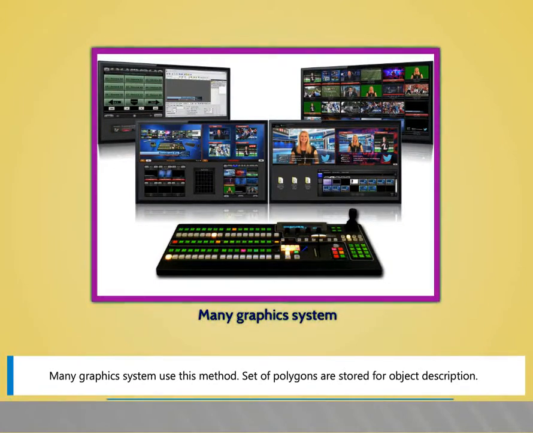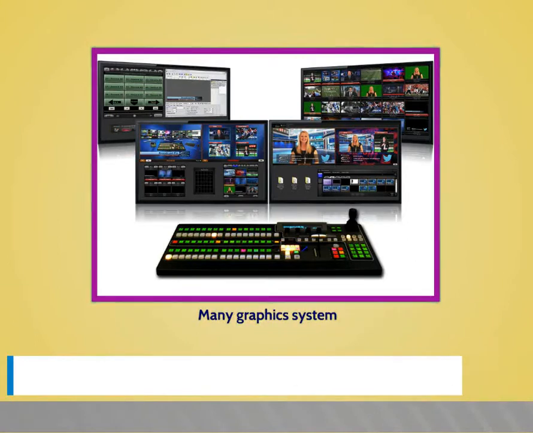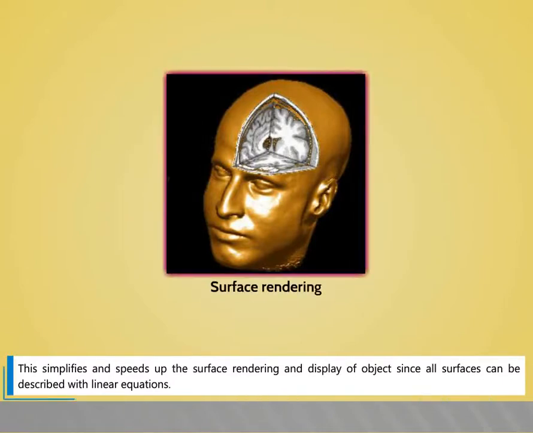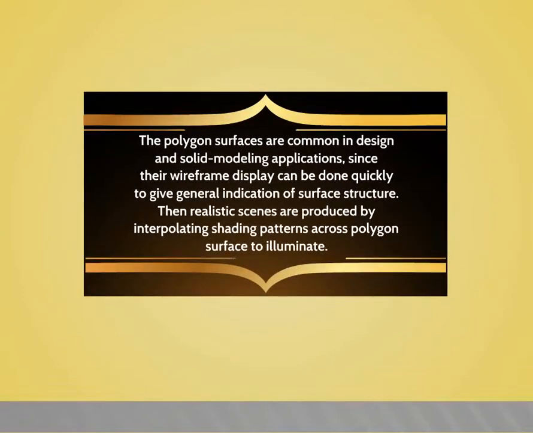Set of polygons are stored for object description. This simplifies and speeds up the surface rendering and display of objects, since all surfaces can be described with linear equations. The polygon surfaces are common in design and solid modeling applications, since their wireframe display can be done quickly to give a general indication of surface structure. Then realistic scenes are produced by interpolating shading patterns across polygon surfaces to illuminate.